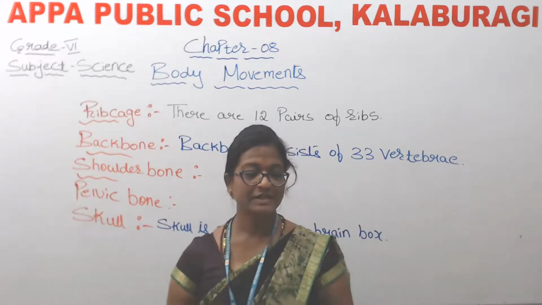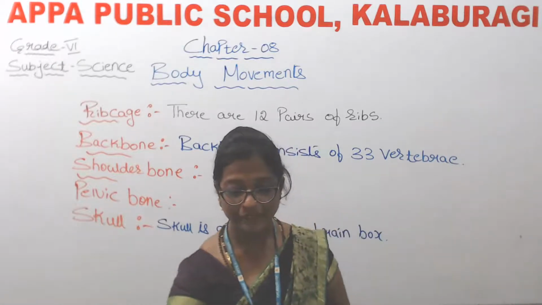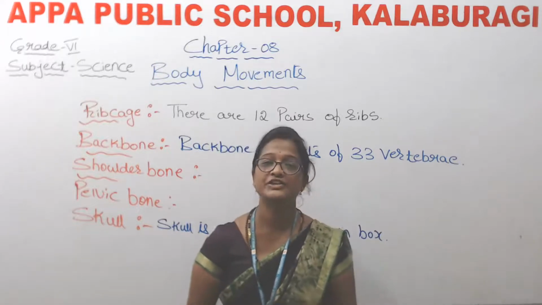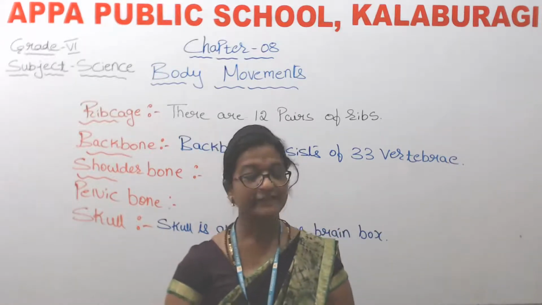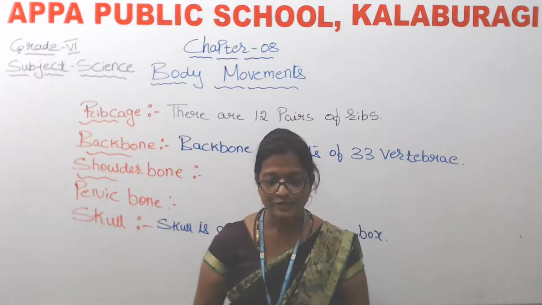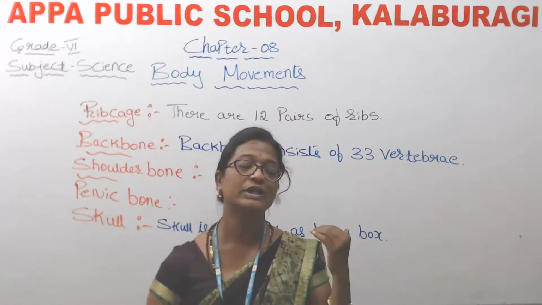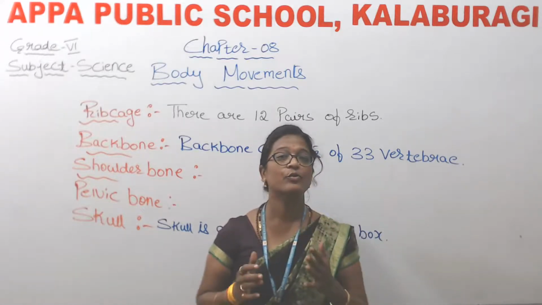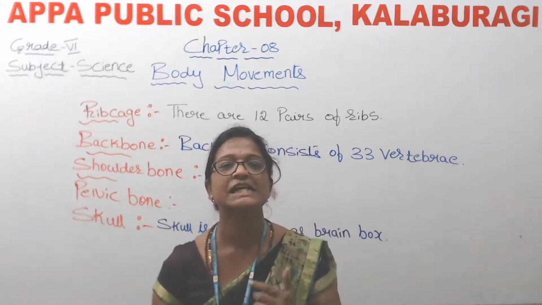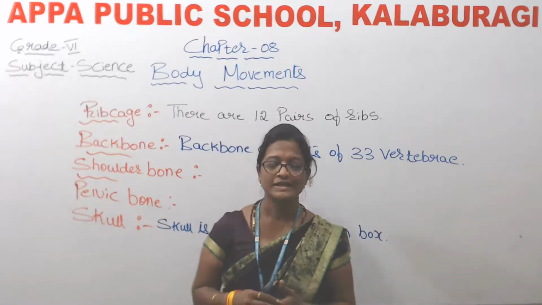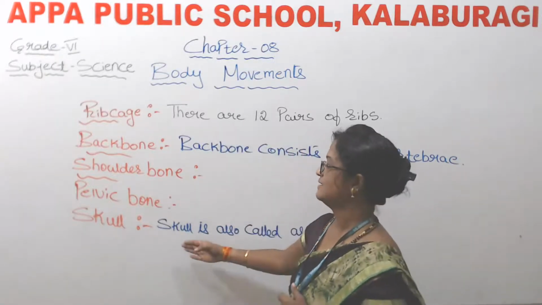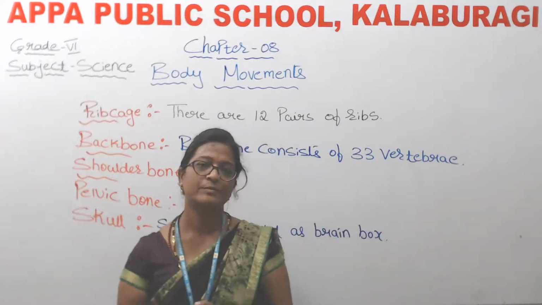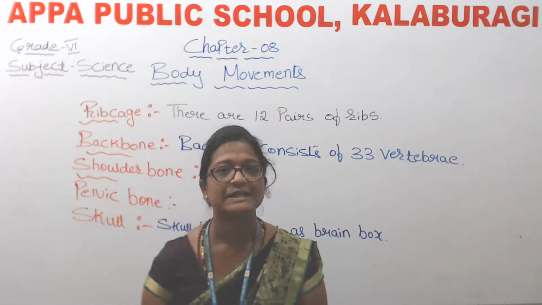Now children, in the skull there are 14 facial bones. The skull is made up of 14 facial bones and 8 flat bones. The only bone that can move in our head, as we have discussed, is which jaw? In the overall skull, the only movable joint is in the lower jaw. So this is all about the skull. The skull is also called the brain box because it protects our brain.